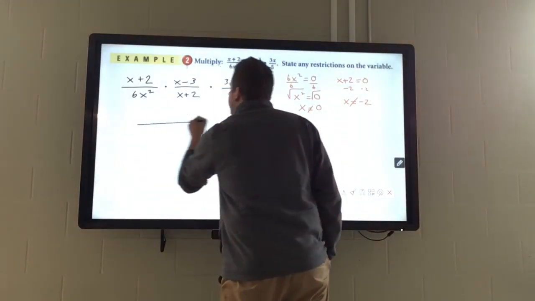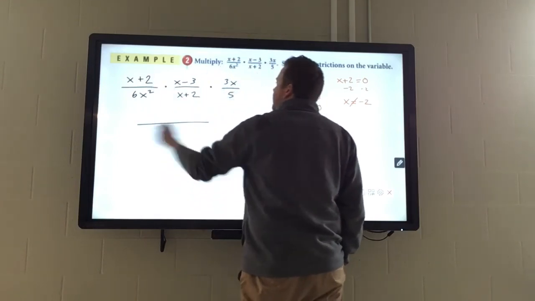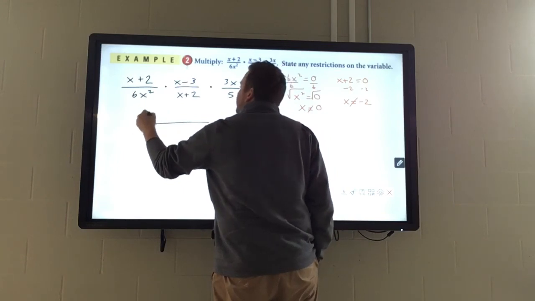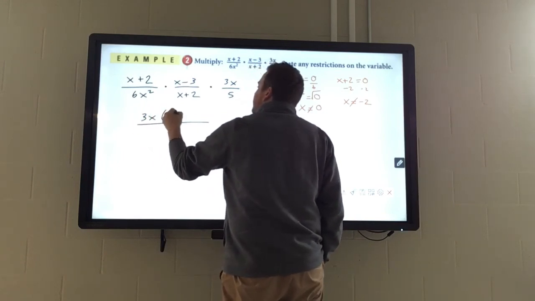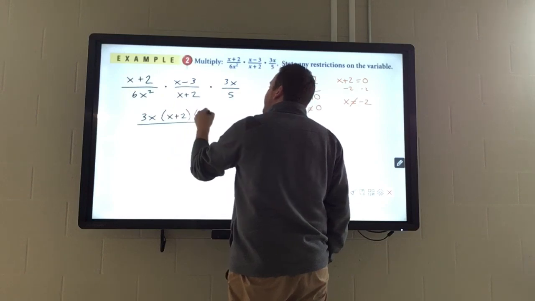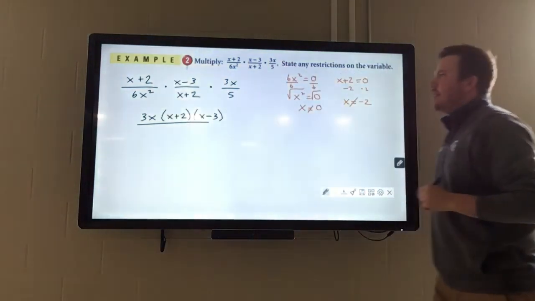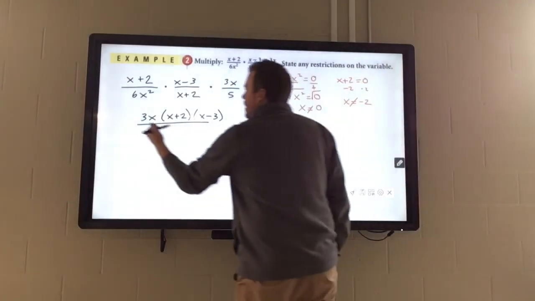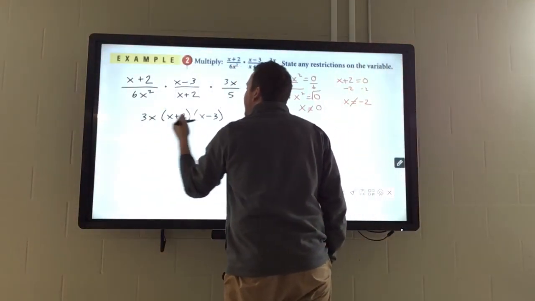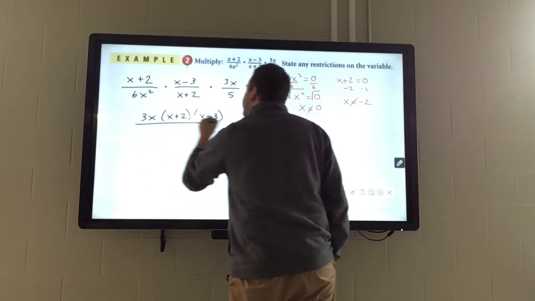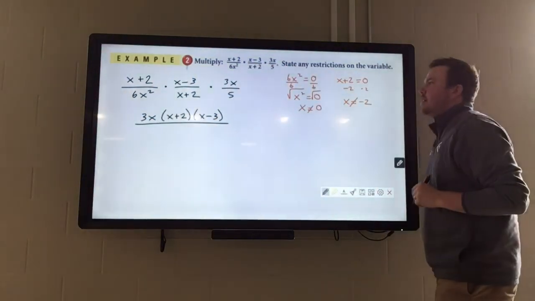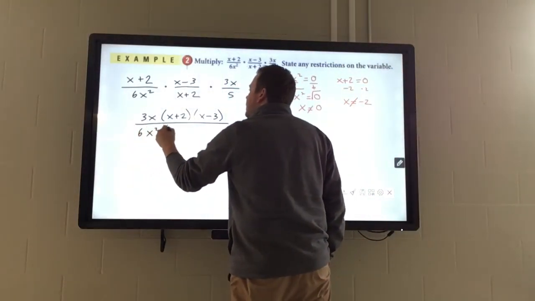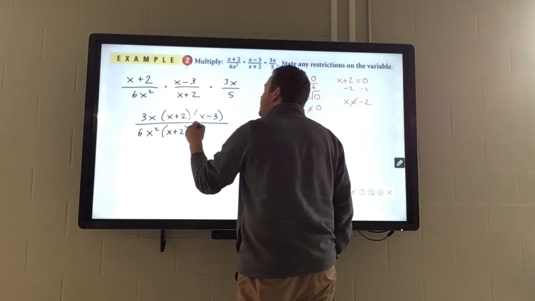Let's then move on to the multiplication part. When we multiply fractions, we multiply the numerators, and then we multiply the denominators. Let's go ahead and do that. So here we'll have, I'm going to write the 3x first, times x plus 2, times x minus 3. That's multiplying all my numerators together. Notice I'm not simplifying yet. I'm hoping we're going to have some things that cancel out, so I'm not going to simplify quite yet. Then for my denominator, we have 6x squared times x plus 2 times 5.